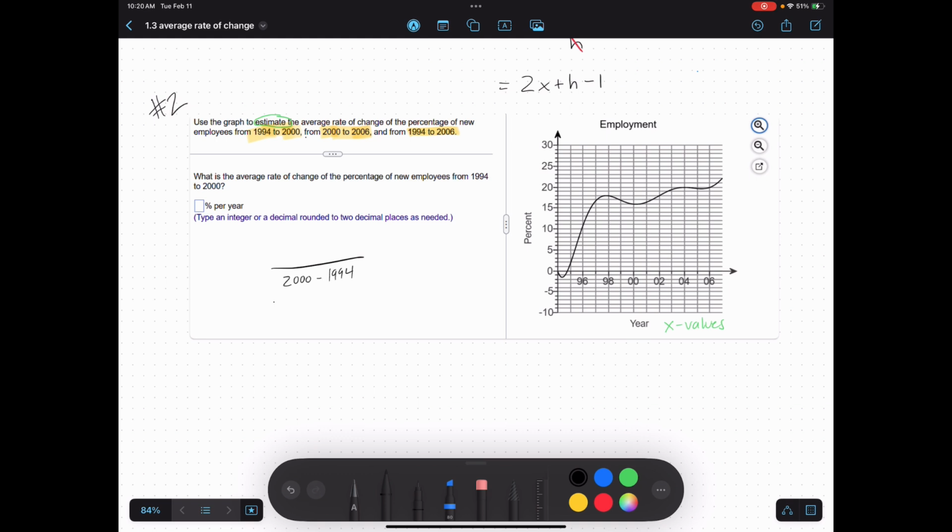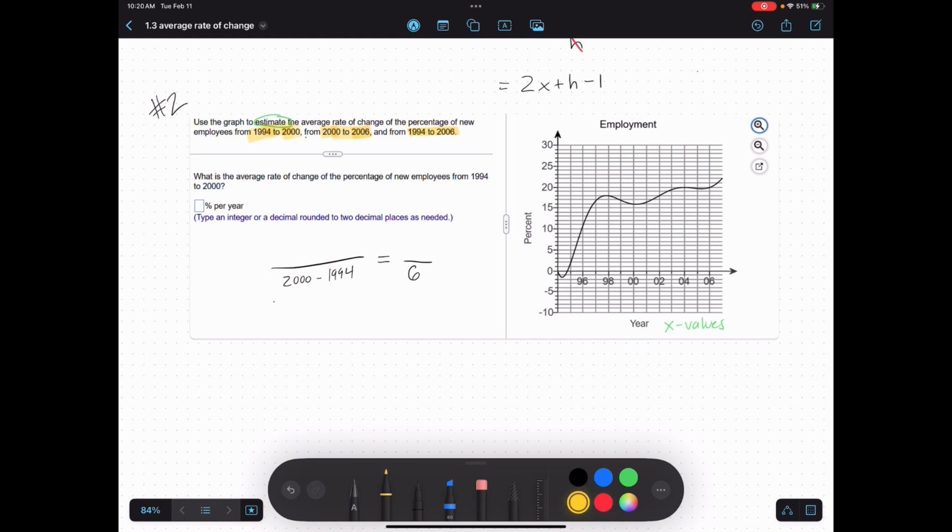Now, the more you get used to average rate of change, the more you can just do that in your head, because what's the bottom represent? It's your change in x values. How many years have passed between 1994 and 2000? Yeah, that's 6. Okay. What goes in the top? Well, the top is, how do your y values change? Well, that requires me to figure out my y values.